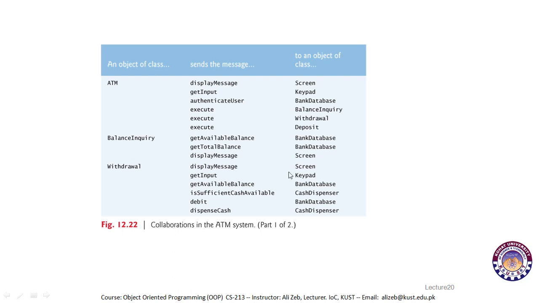It will need to send a message to the keypad class to get an input from the user, for example the amount that the user wants to withdraw. It will need to send a message to the bank database class to get the available balance from the bank database. It will need to send a message to the cash dispenser to check if sufficient cash is available before the user can withdraw the cash. It will need to send a message to the bank database to debit a certain amount from the user's balance, and it will need to send a message to the cash dispenser to dispense cash to the user.